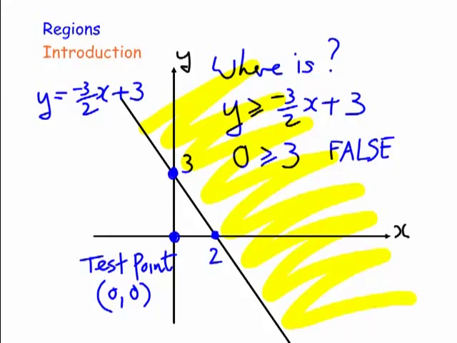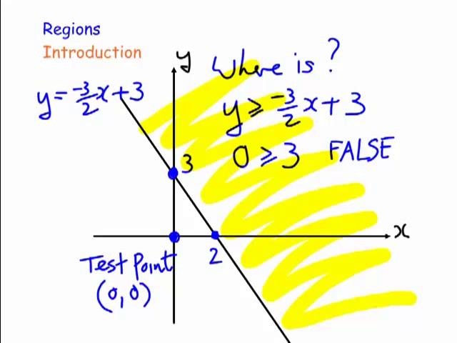How can we interpret this? The test point evaluated to be false. I like to think of it as, well, the test point is not in the region, or if you like, the region is not flowing down through or past the test point. Therefore, the region must be on the other side of the line.